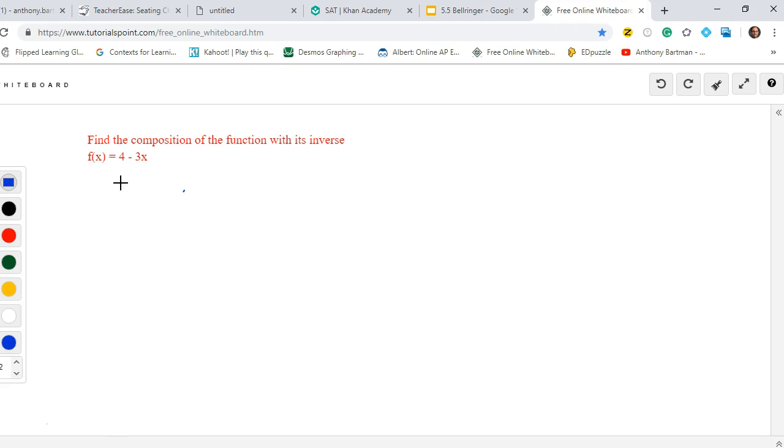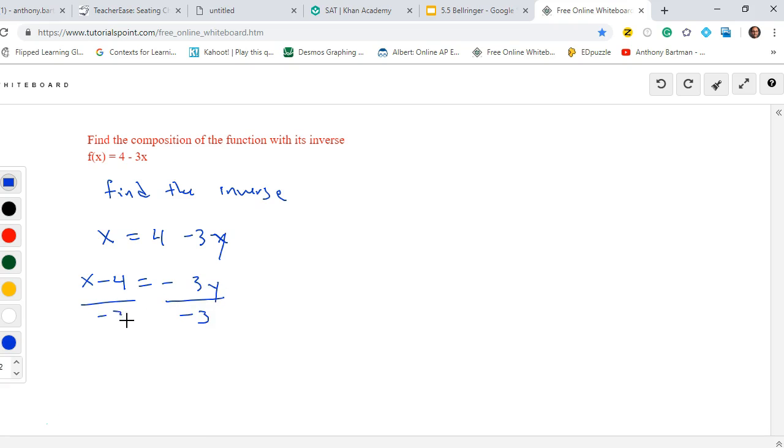So f of x equals 4 minus 3x. What I want to do is find its inverse, which means we just have to switch the x and the y. So we can say x equals 4 minus 3y, and now we have to solve for y. The first thing I'm going to do is subtract 4, so I get x minus 4 equals negative 3y, and divide by negative 3. So I end up with x minus 4 all divided by negative 3 equals y.